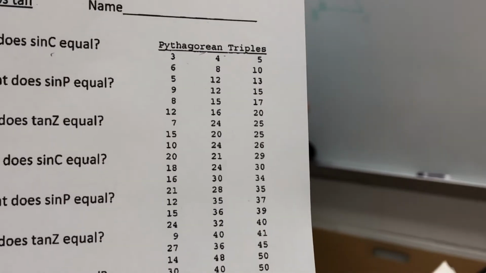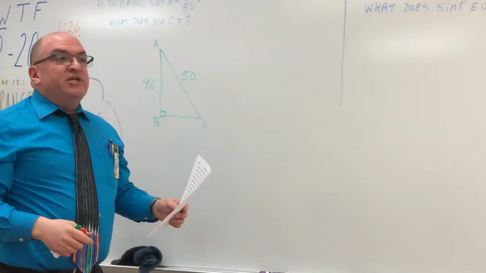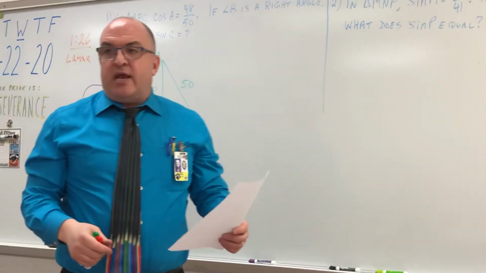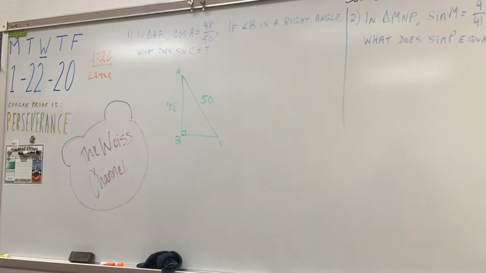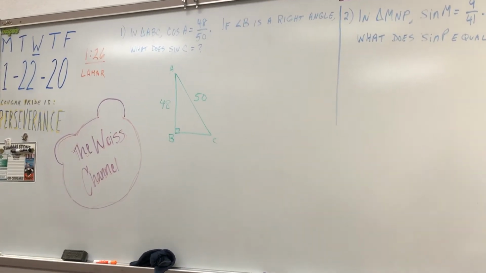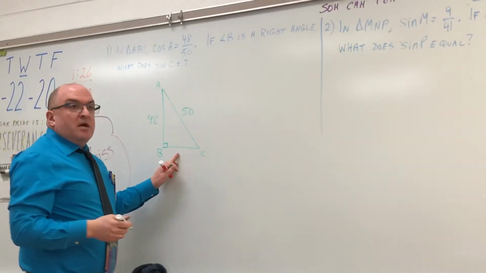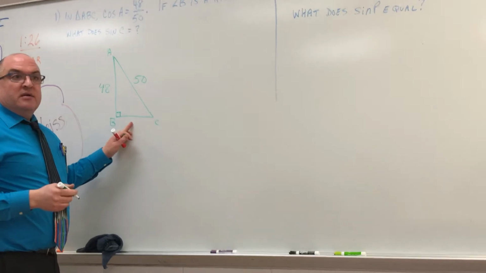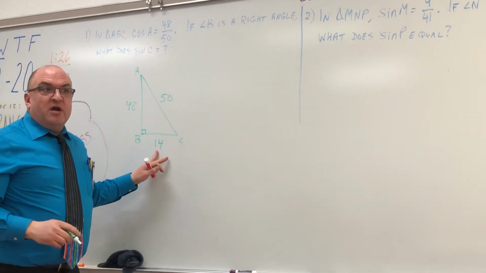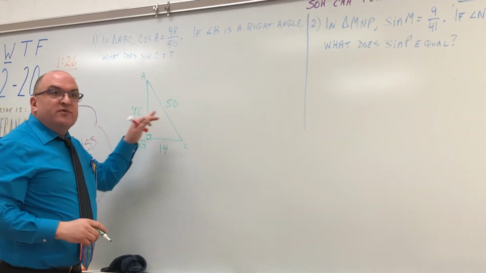What's the additional number there? Does everyone see the 14? Okay. So 14 is the number that goes here. Does everyone understand what I'm doing? You understand why the 14 goes here? Because 14 squared plus 48 squared equals 50 squared.